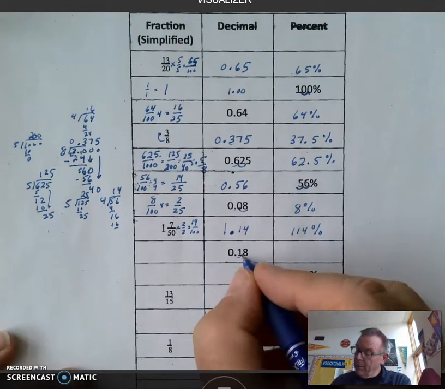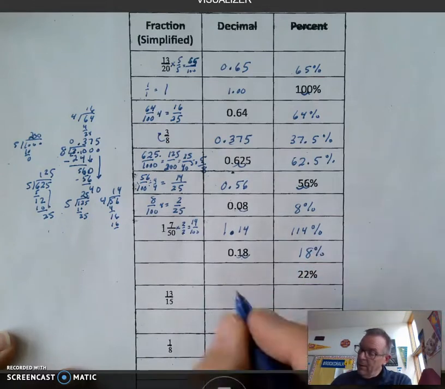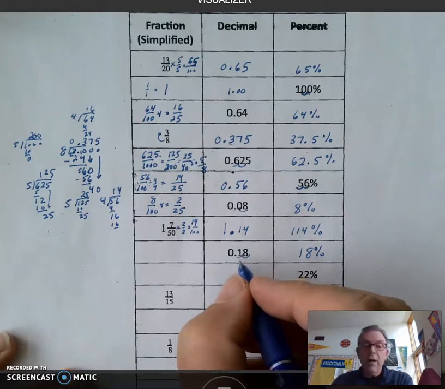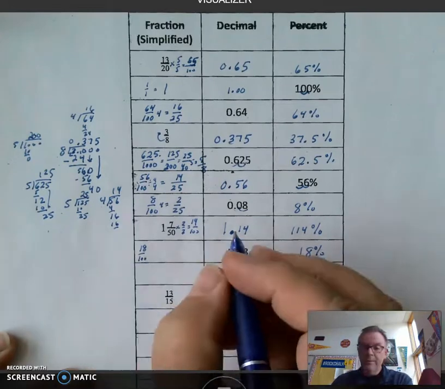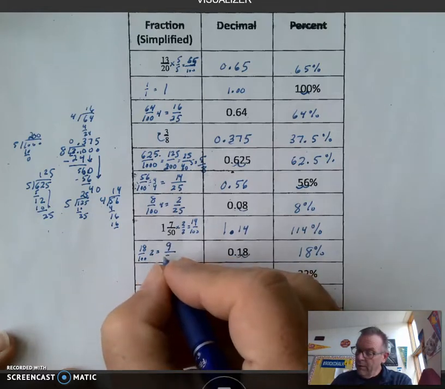Multiply this by 100, move it over 2. 18%. Again, we read it and go, oh, okay, let's see. 18 hundredths. There's our fraction. Both even numbers. Divide them by 2, we get 9 over 50.